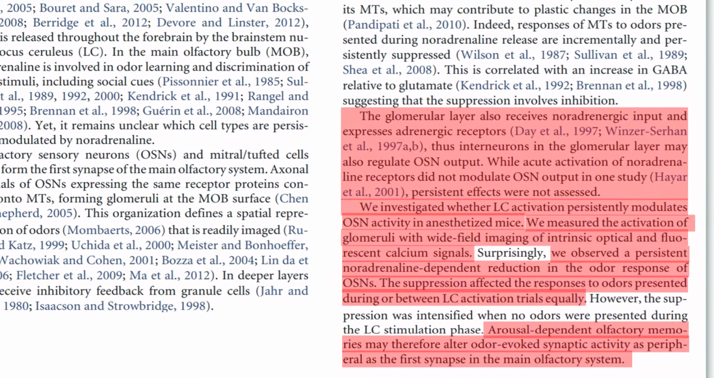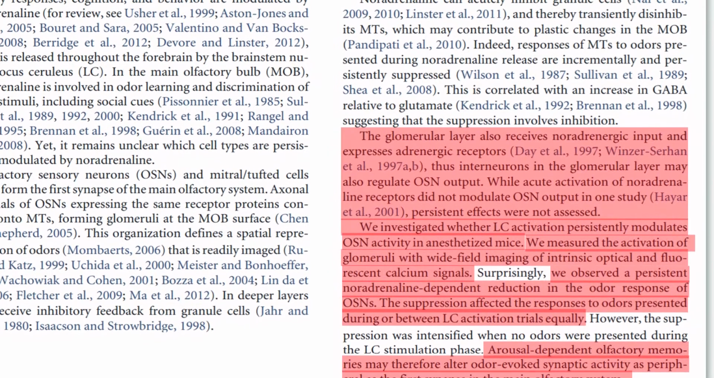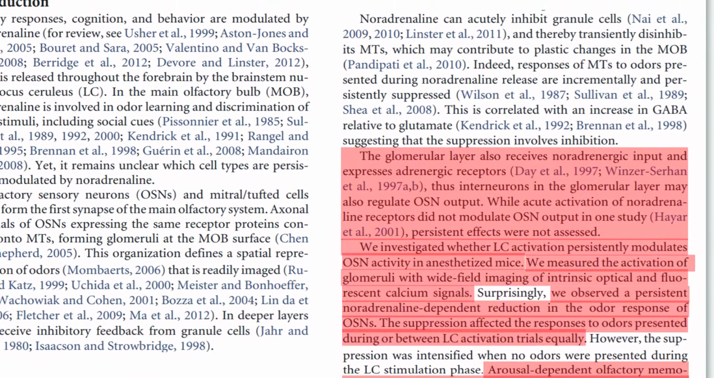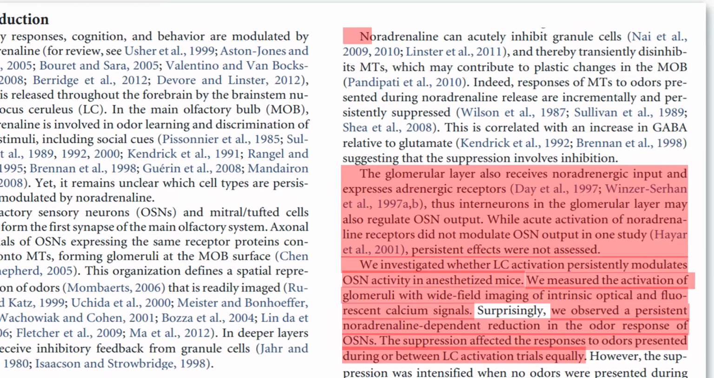In neurons directly connected to the ones we investigated, noradrenaline has known effects. So I write, noradrenaline can acutely inhibit granule cells and thereby transiently disinhibit mitral tufted cells, which may contribute to plastic changes in the main olfactory bulb. So in the literature, it shows that there is a potential for these neurons to be directly affected by noradrenaline. So the gap is that there is no actual data on that.